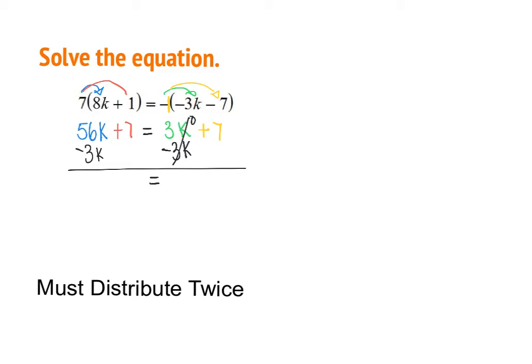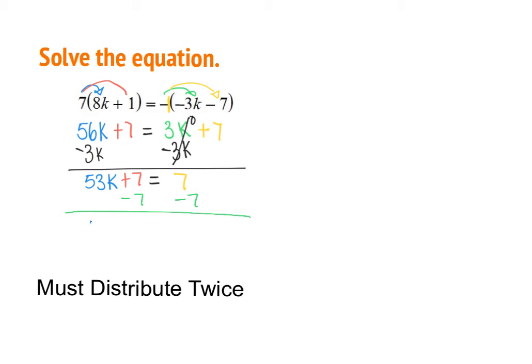So my equal sign. 56k minus 3k is going to give me 53k. That 7 stays there. The other 7 stays. Now I am going to move that 7 on the left-hand side to the right, because it's positive 7, so minus 7 on both sides.